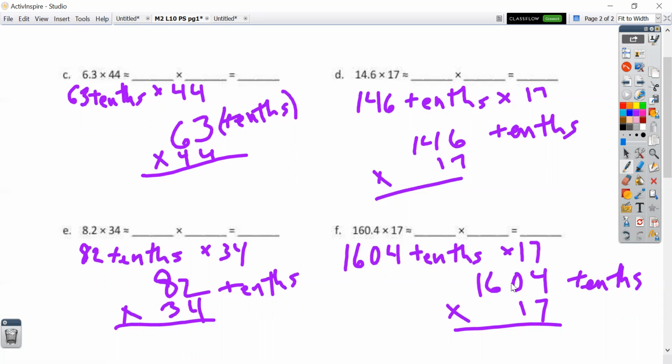Now, if you're struggling with standard algorithm and you want to draw an area model off to the side to help you, please do that. I want you to feel successful. All right, let's go ahead and pause, and we'll get working.